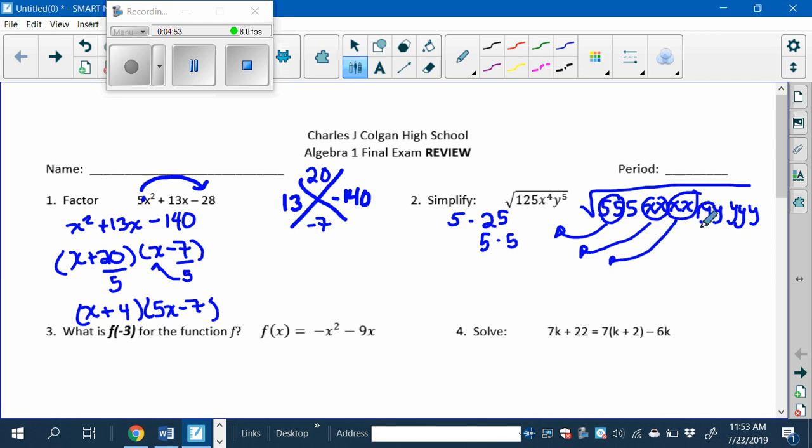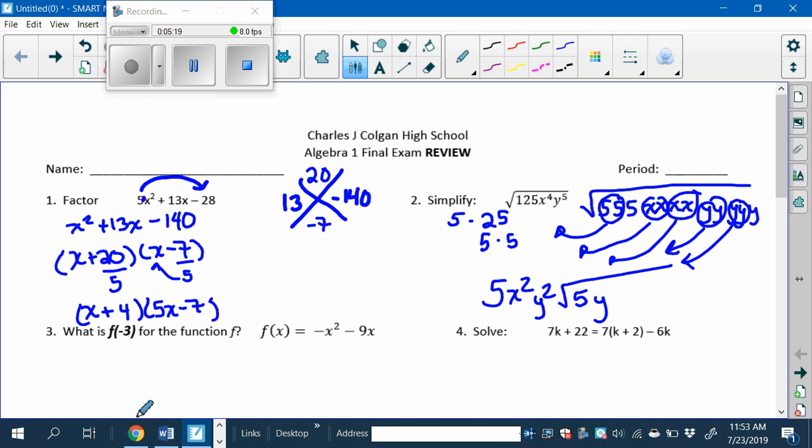Okay, so these y's and these y's, right? So on the outside, I have a 5, and then I have 2 x's, so that's x squared. And then I have 2 y's, which is y squared. And then what's left in the house? That would be 5y. Okay? So that's how that is simplified.